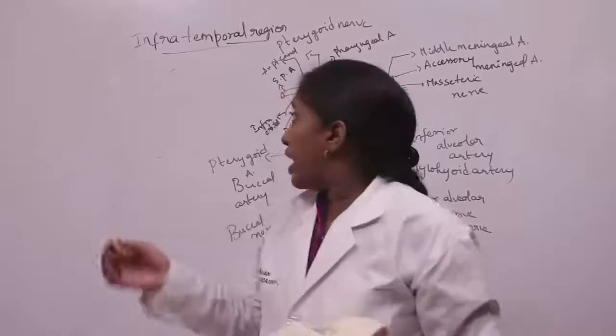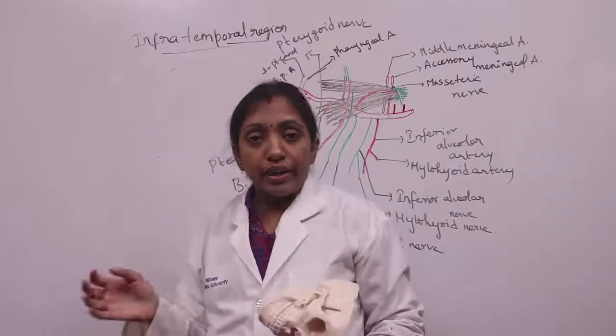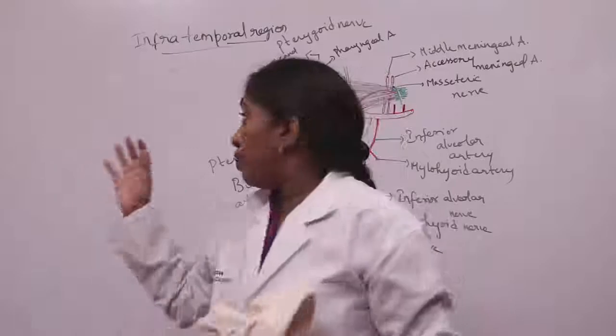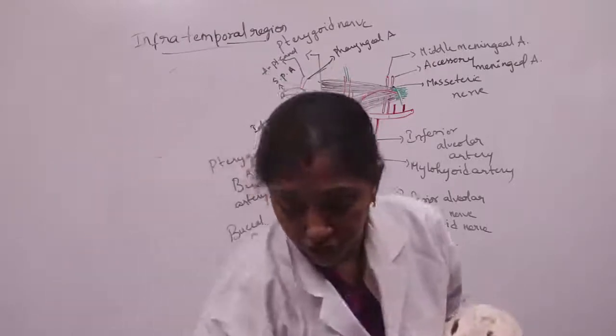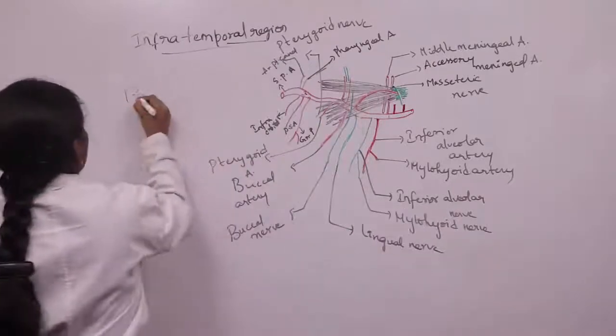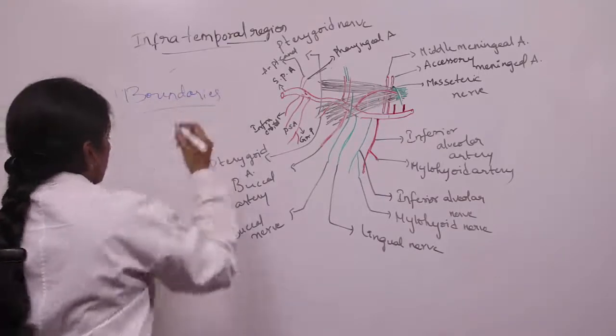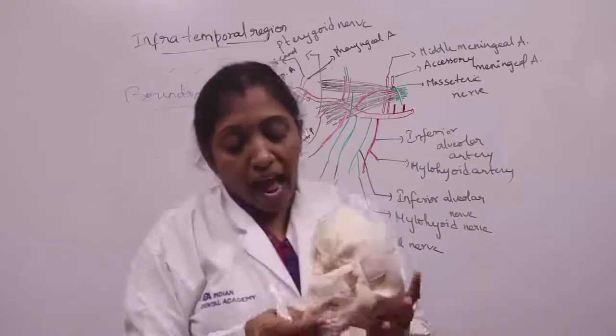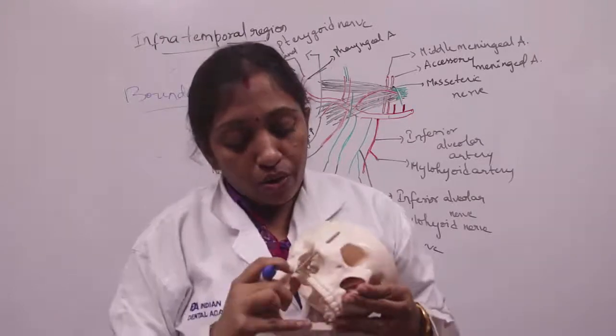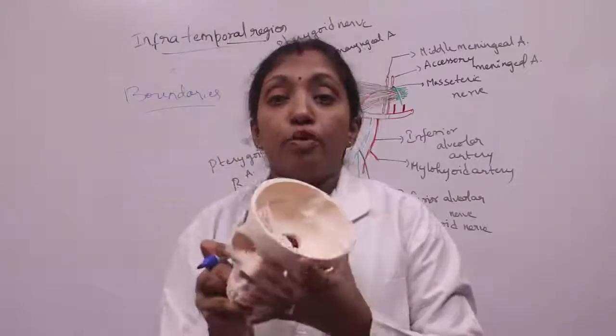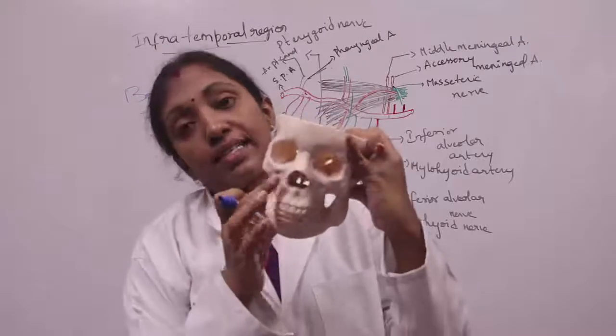So coming to the infratemporal region, and its boundaries. Anteriorly we have the posterior surface of the body of the maxilla. So this is the maxillary bone.